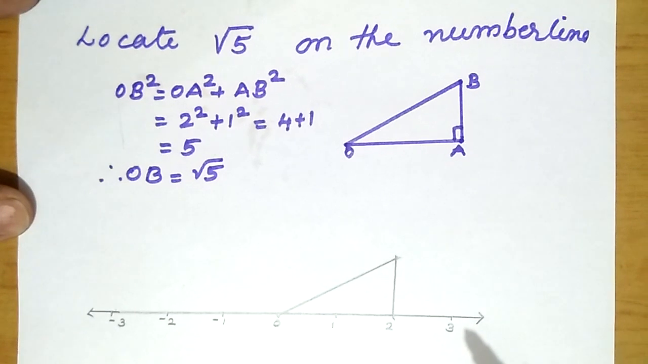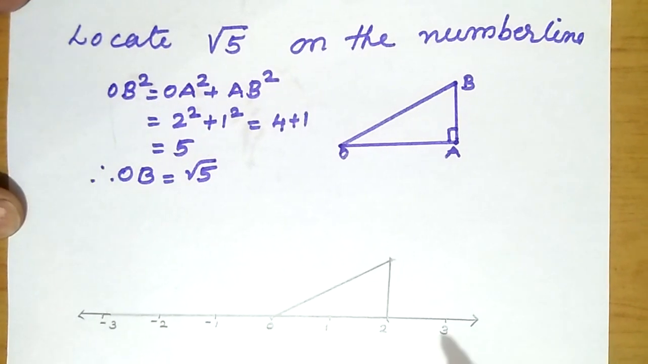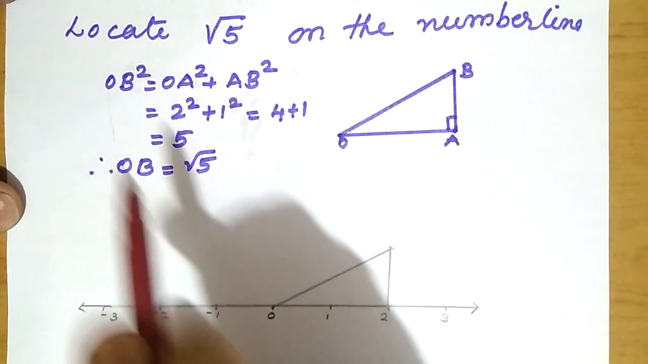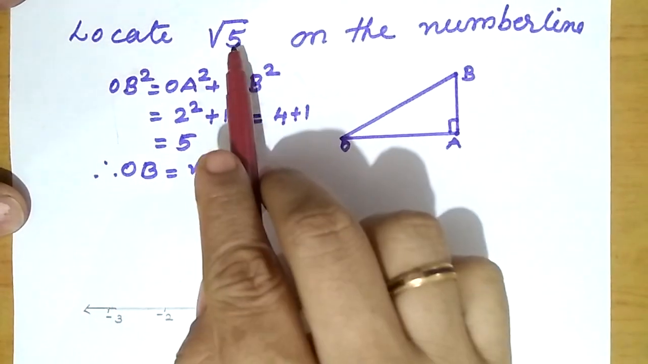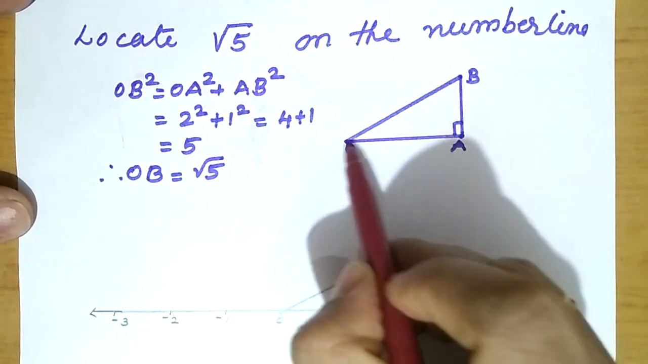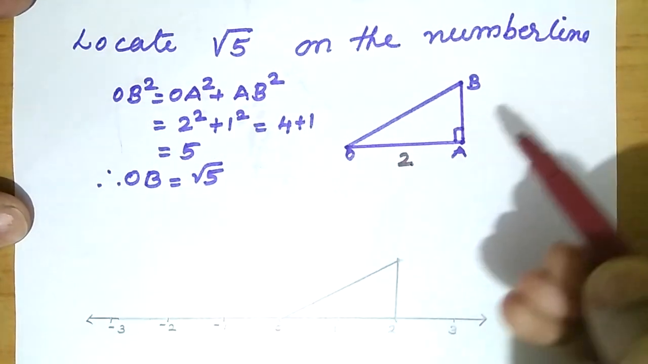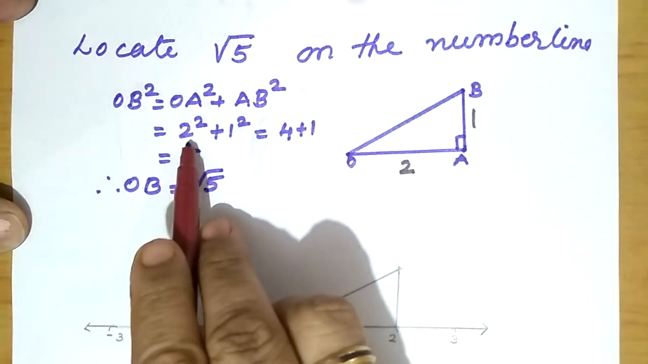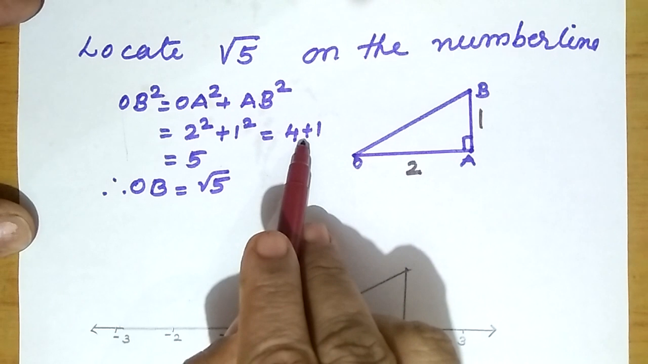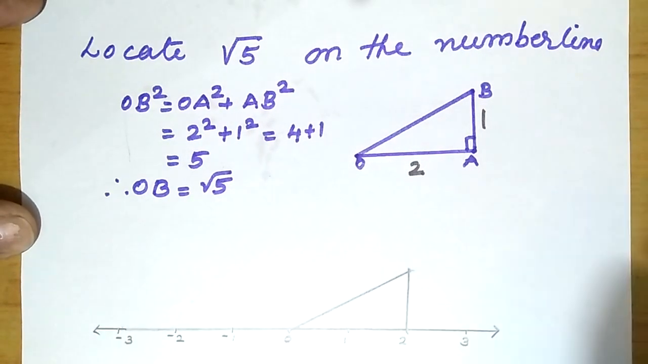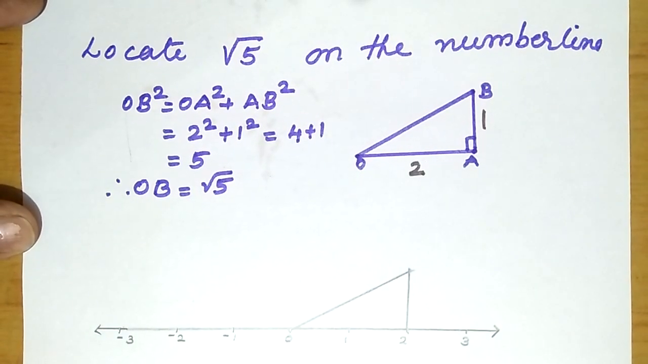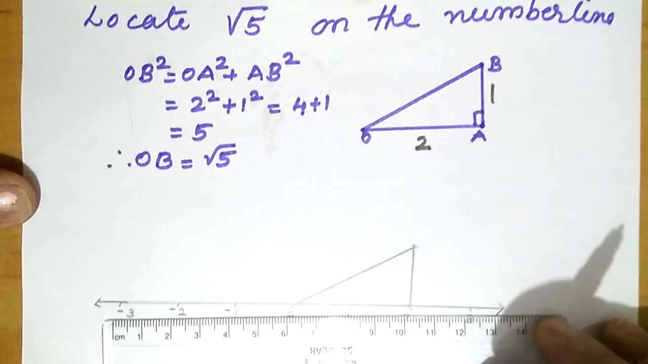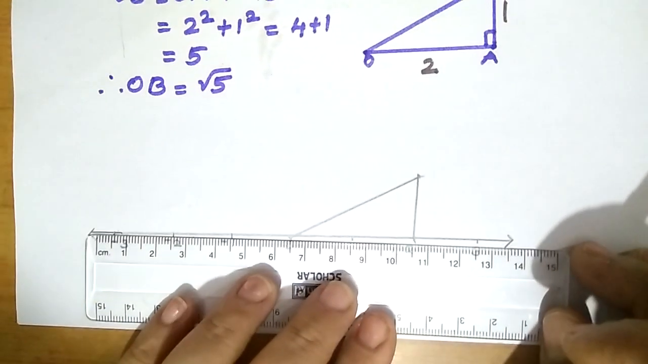Now the next irrational number, that is root 5. I am not going into detail, now that you understood root 2 and root 3. So the question is root 5 on the number line. Now how to get root 5? This time you should take the base as 2 and the height as 1. So OB square equals 2 square plus 1 square equals 4 plus 1, that is equal to 5. OB equals root 5. Last time for the diagram, we took OA equal to 1 centimeter. Instead of that, on the number line we have to take 2.